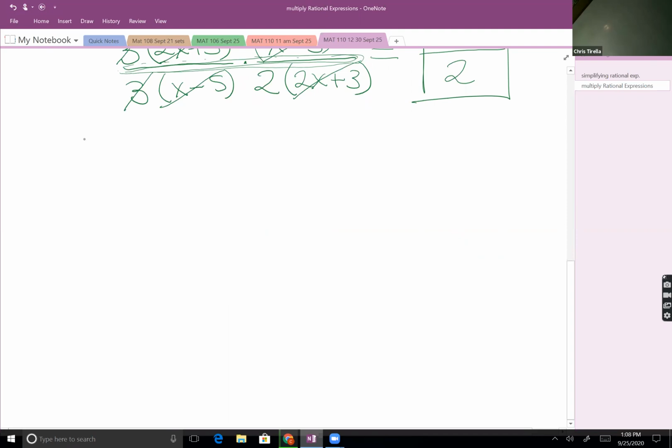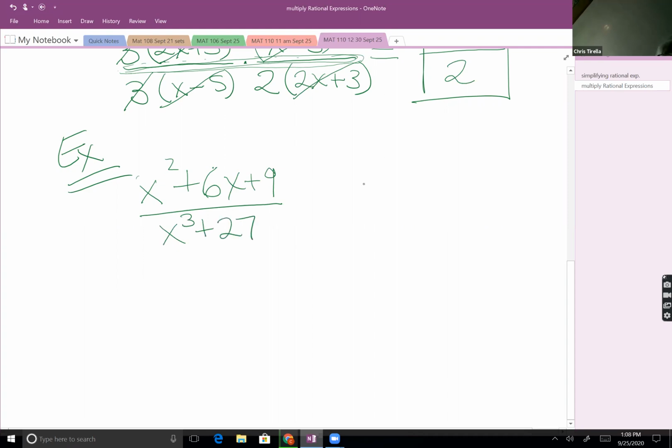Next example. Let's look at x squared plus 6x plus 9 over x cubed plus 27 times 1 over x squared minus 9. And again, simplifying, we factor first. Multiplying, we factor first. You're going to find, hopefully you notice, there isn't a heck of a lot of difference between multiplying fractions and simplifying fractions, except we have more factoring to do.